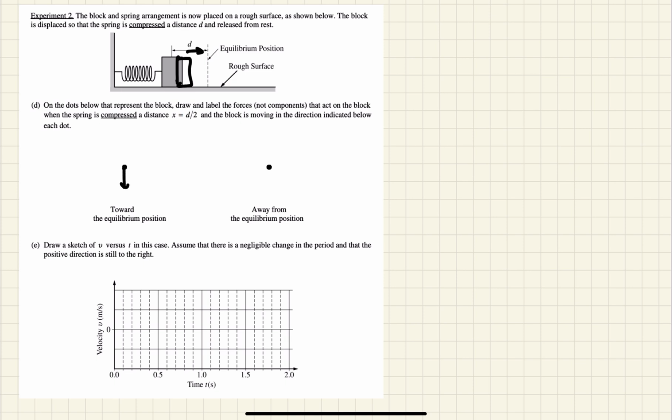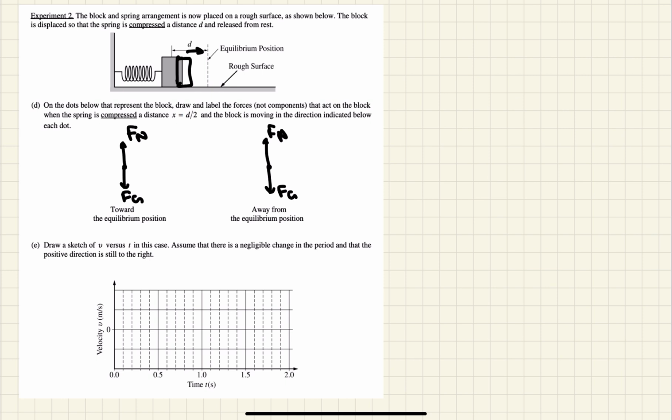So obviously there's going to be gravitational force downwards and normal force upwards. Those don't change, they're equal to each other. And I'm also going to draw that for this too because it's the same for both of them. What is going to change is the restoring force, which is just the spring force, and then there's also friction, because it is a rough surface.